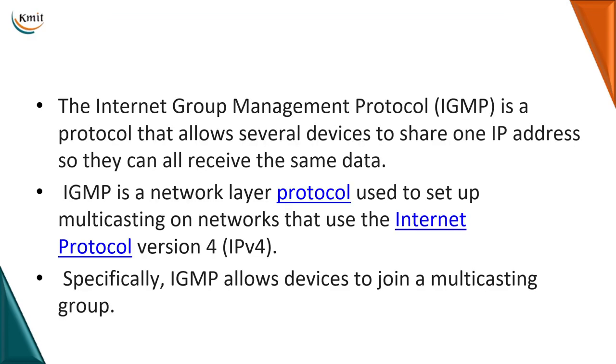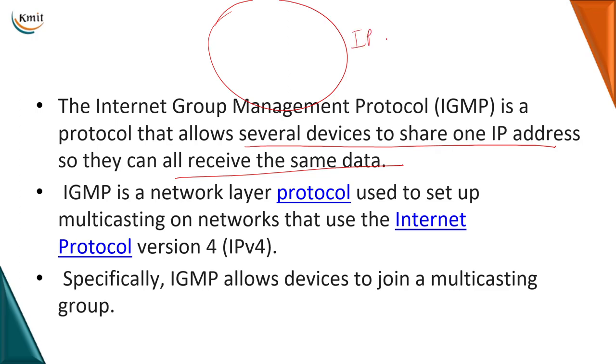Now let me tell you in short what IGMP actually is. The IGMP protocol allows several devices to share one IP address so that they can all receive the same data. So I will have a group of devices in a network. They all share one IP address. Any message which is coming will be delivered to a group of devices instead of one device. This is called multicasting. So basically IGMP is a network layer protocol used to set up multicasting.